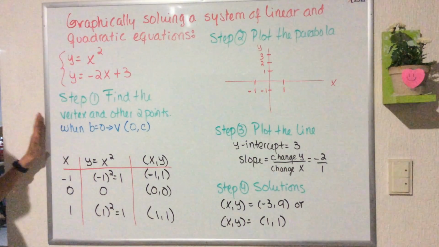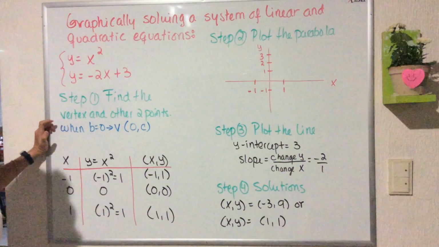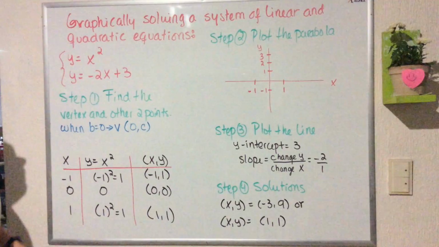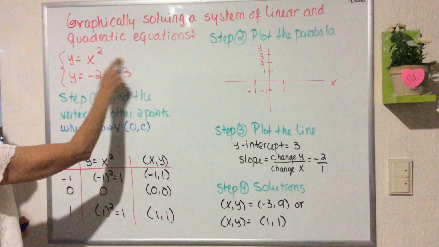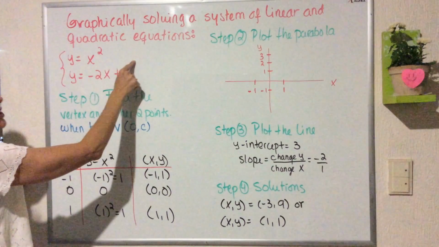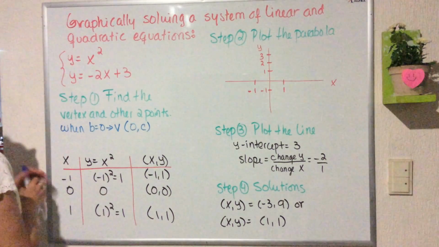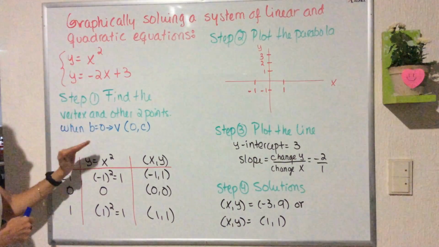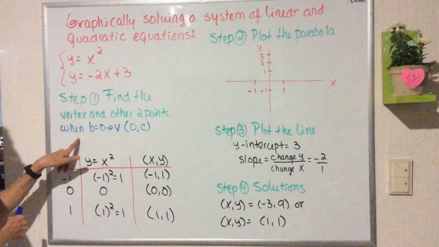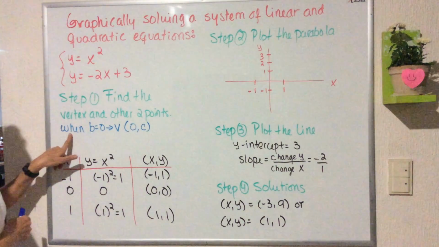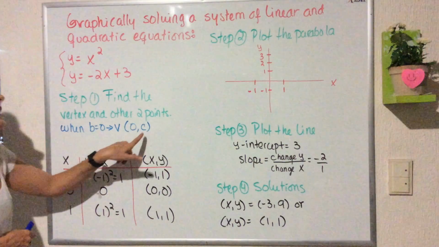Now, in this kind of exercise, the first step that we're going to do is to find the vertex. As you can see in this one, we have A equals 1. B and C, as we have no B nor C, that means that B and C equal 0, okay? And when B equals 0, remember that it is very easy for us to find the vertex of the parabola because we can apply this rule. When B equals 0, the vertex is going to be (0, C).